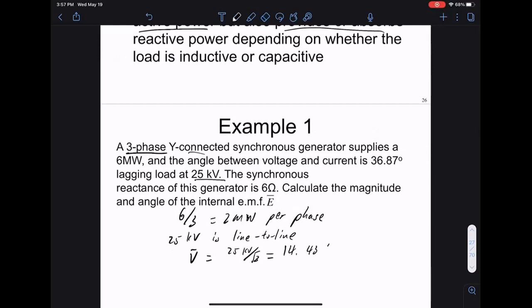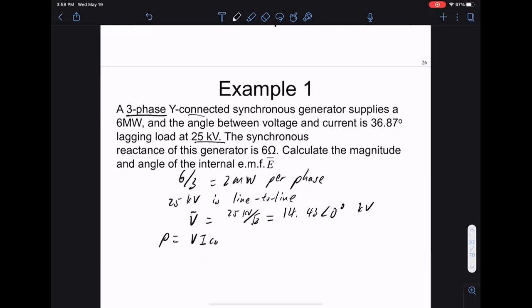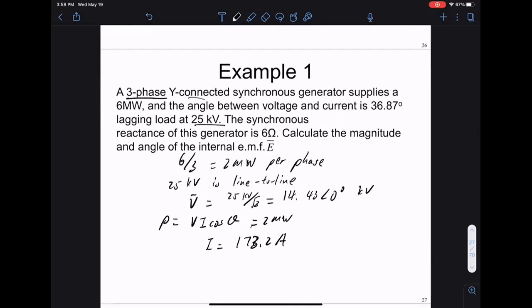This will have angle 0 because we take this to be the reference angle. This is 14.43 kV. This is something to always remember: when you see a voltage you want to plug into the equations, but it is a line-to-line voltage, divide by √3 to convert to phase. Then we know the power is VI cosine theta. So we can get the magnitude for I. This is 2 megawatts, and we know V, so I is 173.2 amps. We're told the angle is 36.87 lagging.